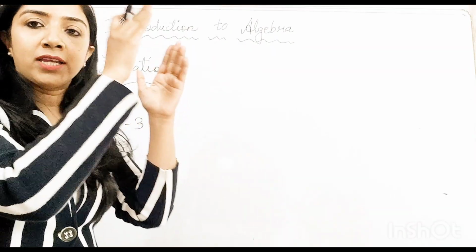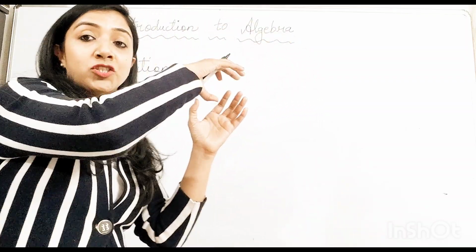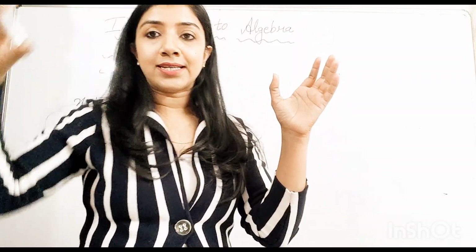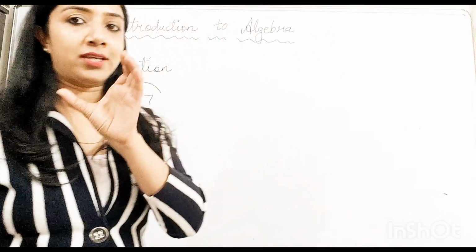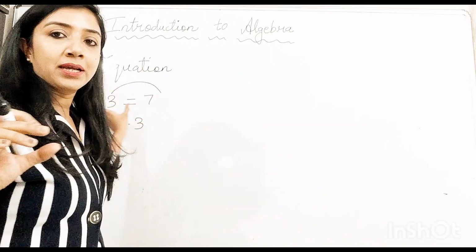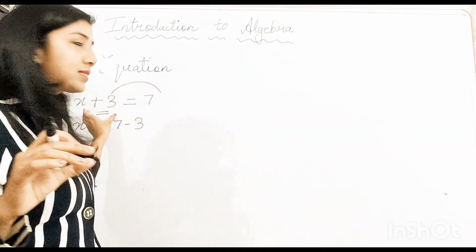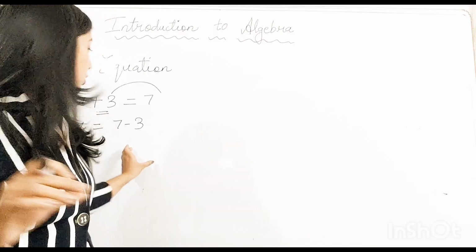Okay, when we change the side from left hand side to right hand side, the sign will get changed. So this positive 3 will become negative 3. This plus 3 will become minus 3. So 7 minus 3. So the value of x will be 4.